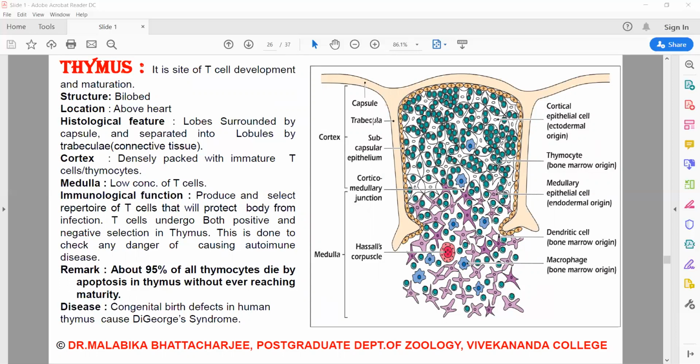This is a basic structure of the thymus. The thymus can be divided into a cortical part and a medullary part. And if you remember, we studied the presence of nurse cells in the subcapsular region. And there were two categories of epithelial cells, the cortical epithelial cells and the medullary epithelial cells. The cortex is densely packed with immature T cells, which are collectively known as thymocytes. And the medulla is sparsely populated with thymocytes.